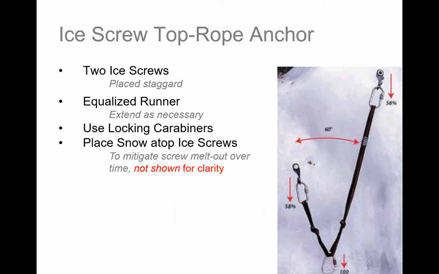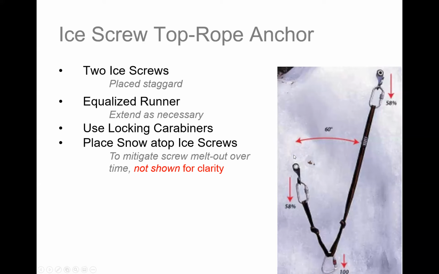Another type of anchor: you're going to be asked to set up some top ropes as we start doing some of the practicing. So this is really the mechanics of setting up the top rope. It's almost no different than what you're doing for rock, except you want the ice screws to be staggered, and locking carabiners. We do that for our top ropes. But you want to put snow over top of these ice screws.